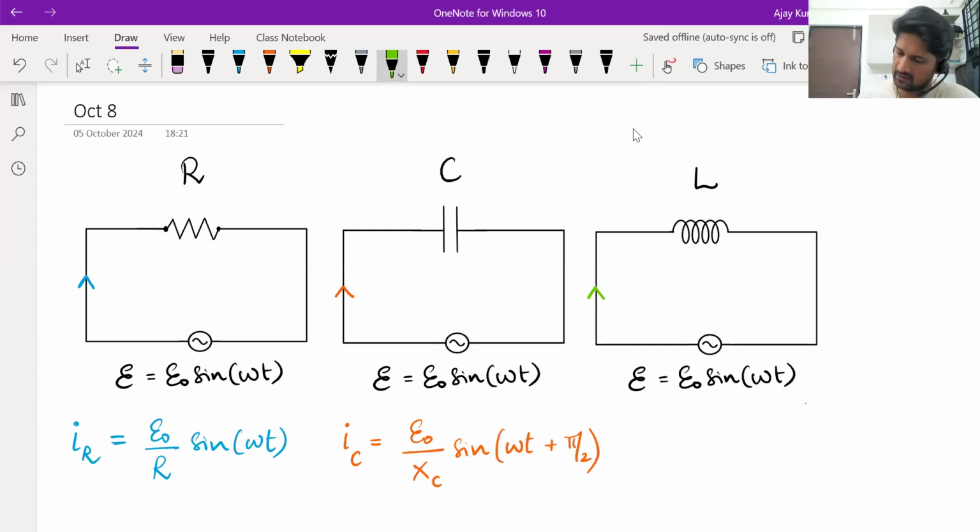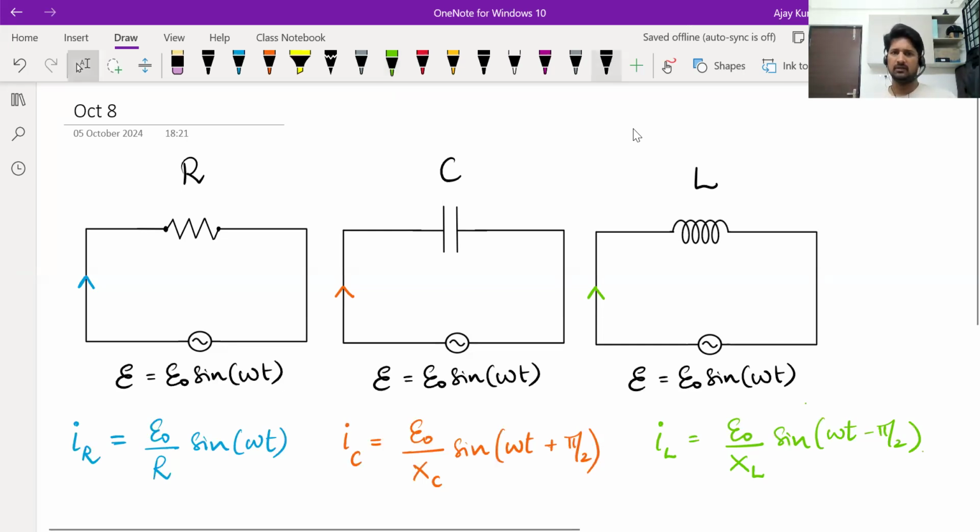Next, in case of an inductor, the peak value of the current through the inductor will be E naught by XL, where XL is L omega, and the phase of current will be pi by 2 behind the phase of the EMF. So sine omega t minus pi by 2. So just by looking at the EMF equation, you can write the current equation if only one of the elements is present, either R or C or L. Okay.